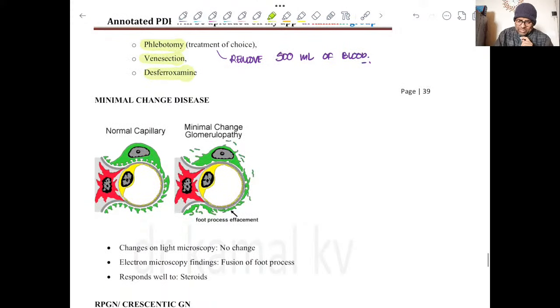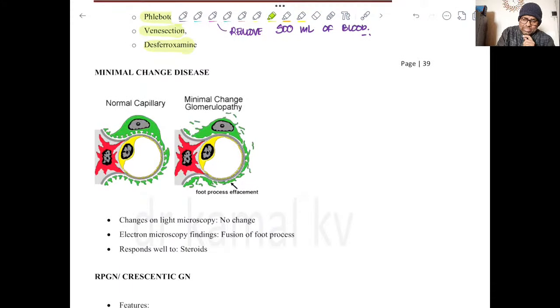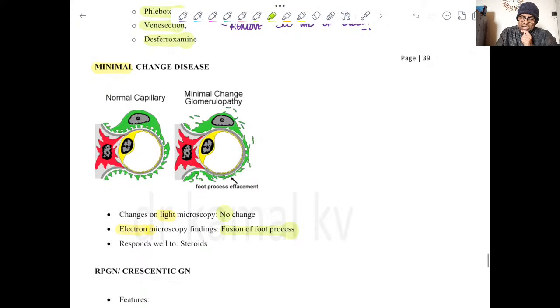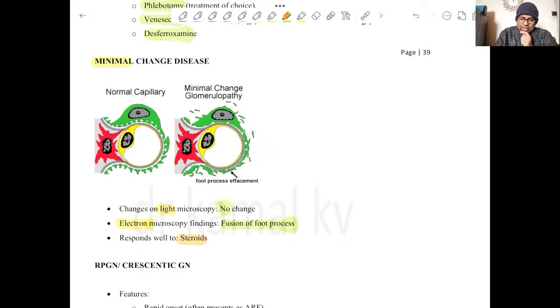Then moving forward to minimal change disease. The term minimal change disease was given looking at the light microscopy changes where there was no change at all, but when it was studied under electron microscopy, it was found that it's wrong to say that there are no changes. There is fusion or effacement of foot processes, and this condition responds dramatically to steroid. Of course, this is the most common cause of nephrotic syndrome in children.